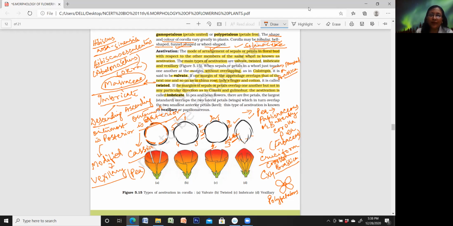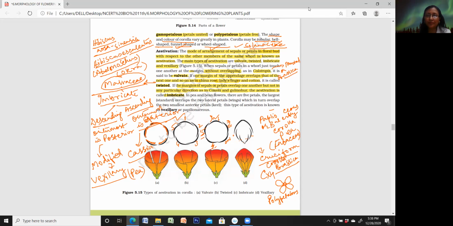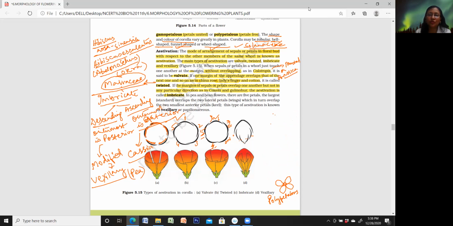Now, before I go into vexillary, you must be wondering what anterior and posterior are, and with respect to which we are taking imbricate as ascending and descending, and how you show it in the floral diagram. These are the aestivations shown in the floral diagram, this figure 5.15 which you are viewing right now.